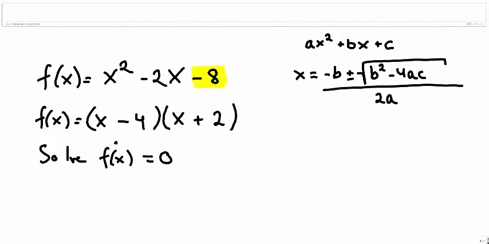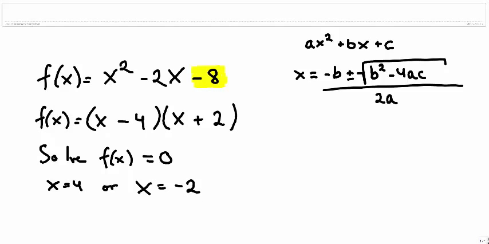So in the first case, if x is equal to 4, then we get 4 minus 4 is equal to 0. 0 times 6 is still 0, so that will give us 0. The other case would be if x is equal to, let's have a look at the second factor, the second bracket. Well, if x is minus 2, then it becomes minus 2 plus 2, which is 0, and then 0 times minus 6 is still going to be 0. So the second zero, the second root, is minus 2.